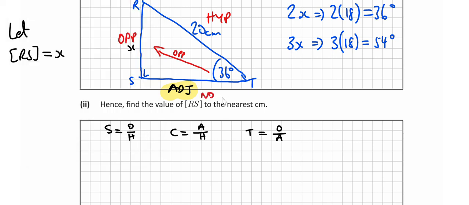Because the adjacent has no info, and we already have one unknown that we're trying to find, we can't use another unknown, or we definitely won't be able to figure it out. So bye-bye to anything with the adjacent in it. Cosine of the angle is equal to adjacent over hypotenuse, so bye-bye. And there's the adjacent again. Tan of the angle is equal to opposite over adjacent. Bye-bye. So two of them are gone.